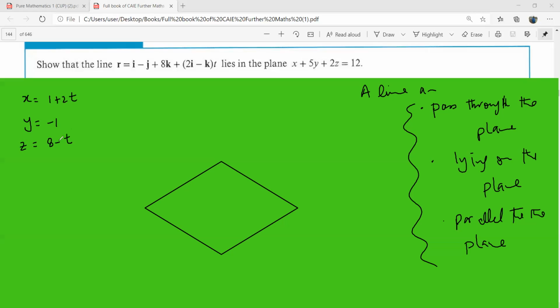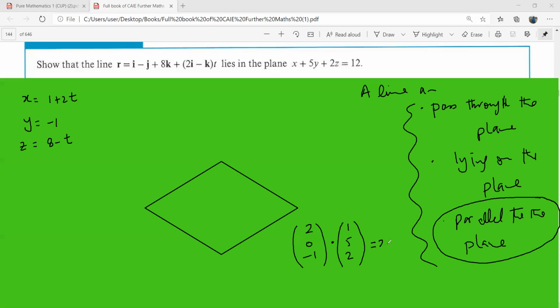If your line is parallel to the plane, you can simply see that the direction vector of the line is 2, 0, minus 1. And you do its dot product with the normal to the plane, which is 1, 5, 2. So this is going to be 2 minus 2. You see that is equal to 0.